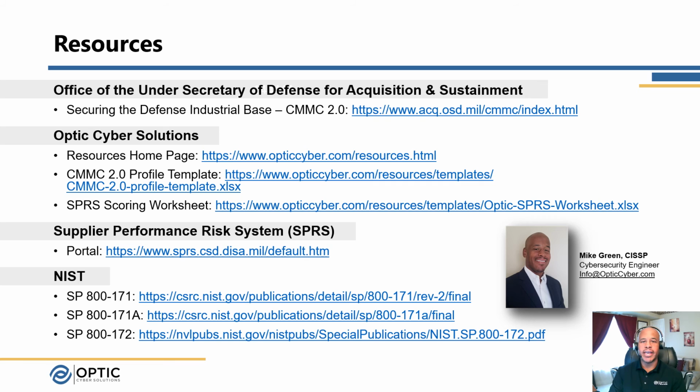And finally, a quick recap of the resources we walked through, and also some links to the DoD website, which talks about CMMC, the SPRS upload portal, and the Optic resources: the CMMC profile template, the SPRS scoring worksheet, and also the NIST references, 800-171 and 171A, which is the assessor's guide. That should be helpful in understanding the objectives for the specific 171 controls. And then 800-172 will be leveraged primarily for level 3, which is still being built up, but we figured we'd include that as a helpful reference as well.